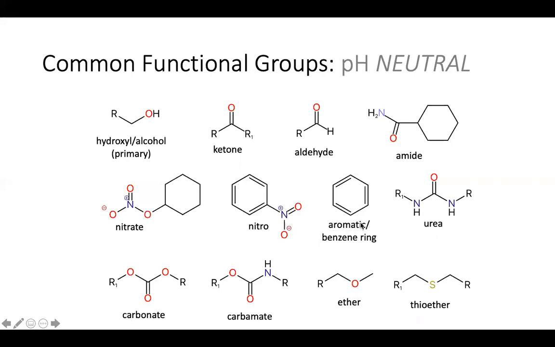Aromatic, also known as a benzene ring. Urea, we have 2 nitrogens and a middle carbon tied to an oxygen. Carbonate, we have 3 oxygens with the central carbon. Carbamate, we have a nitrogen, central carbon, and then 2 oxygens. Ether, we have a centralized oxygen with a couple carbons coming off of it. And then a thioether, we have a centralized sulfur group.